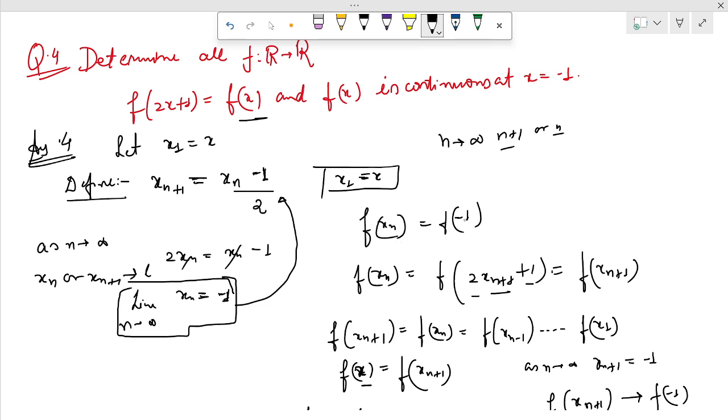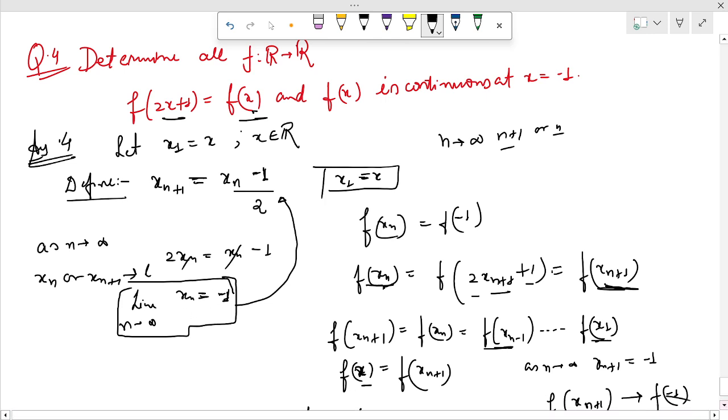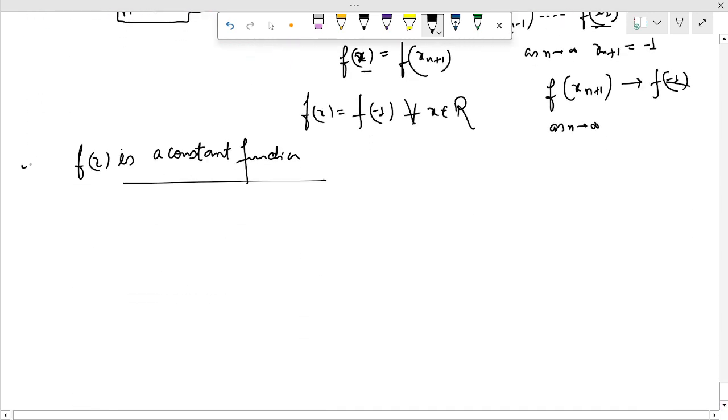Now, f of xn is not only equal to f of minus 1, rather f of xn is also equal to f of 2 times xn plus 1 plus 1. And according to the given question, for all x belonging to R, f of 2x plus 1 is equal to f of x. So basically f of 2xn plus 1 plus 1 is equal to f of xn plus 1. So f of xn plus 1 is equal to f of xn. f of xn will be equal to f of xn minus 1, and so on and so forth, and we'll get this equal to f of x1. And what is x1? x1 is equal to x. Here x can belong to any real number. So basically f(x) is equal to f of xn plus 1. As n tends to infinity, we understand that xn plus 1 or xn both converge towards minus 1. It implies that f(x) is equal to f of minus 1. It implies that f is a constant function.